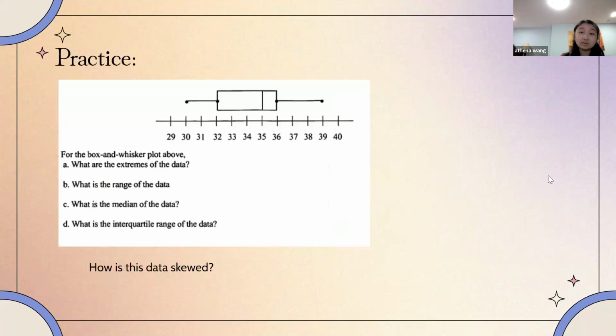Okay, so for this one, we do the box and whisker plot. You can send me your answers and then tell me how is this data skewed.